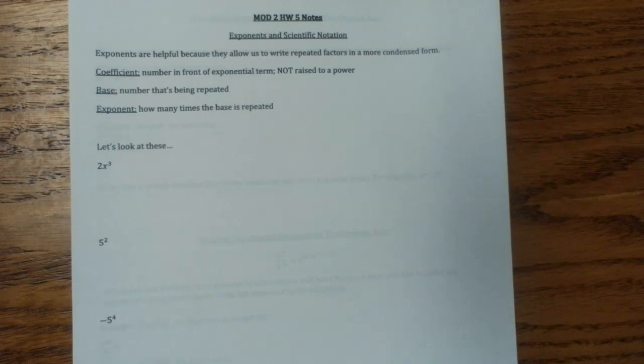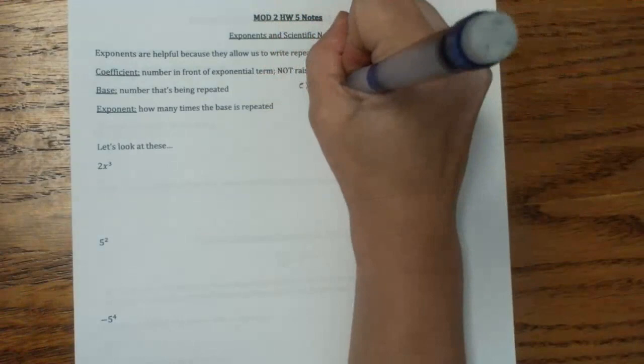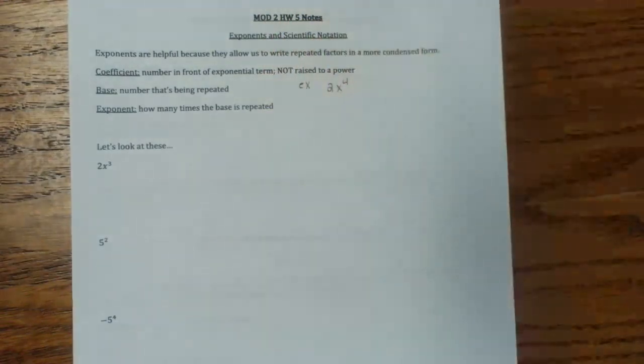So a coefficient is the number in front of the exponential term, not raised to a power. Little definitions: the base is the number that's being repeated, and the exponent is the number of times it's being repeated. So for example, if we have 2x to the fourth power. Let me get out my markers here.